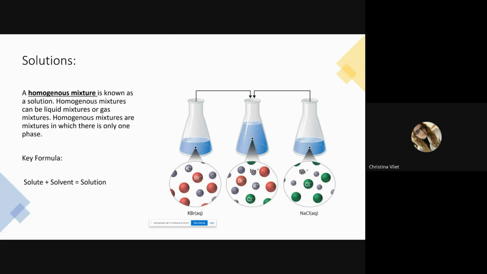This is also review from earlier in the year, back in Unit 4. We defined homogeneous mixtures back then. And we said that a homogeneous mixture, we also call this a solution. And for the rest of the class, we're not going to really talk about homogeneous mixtures. We're just going to reference everything as a solution.